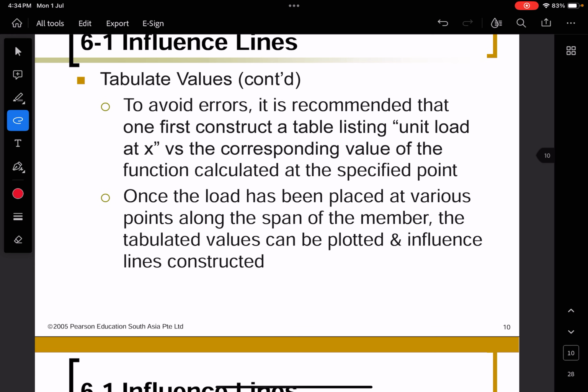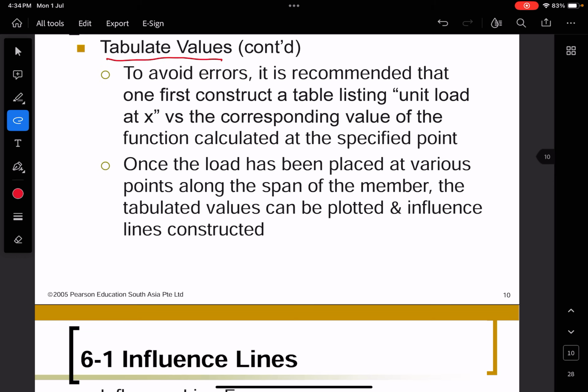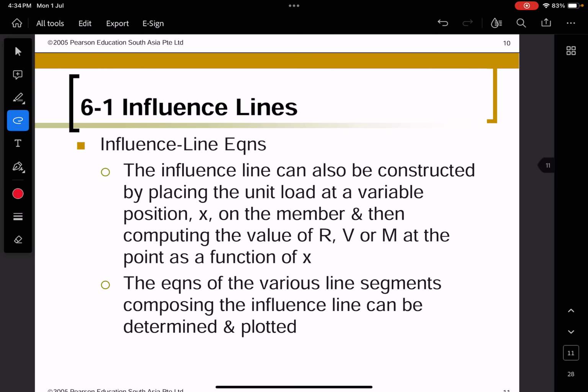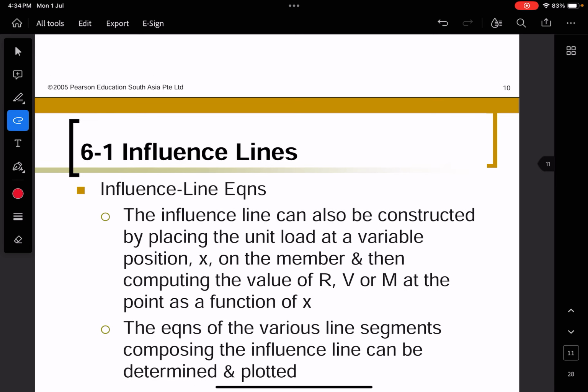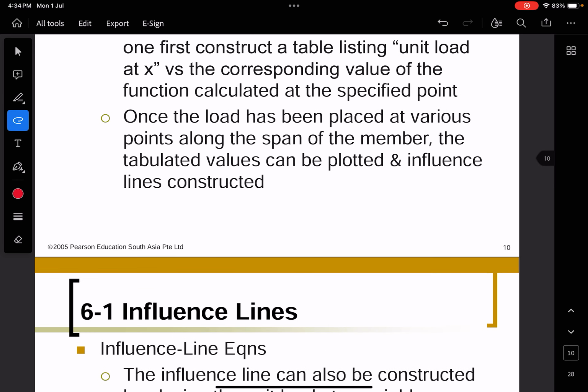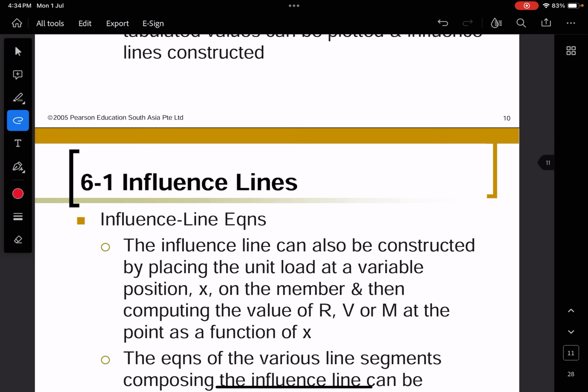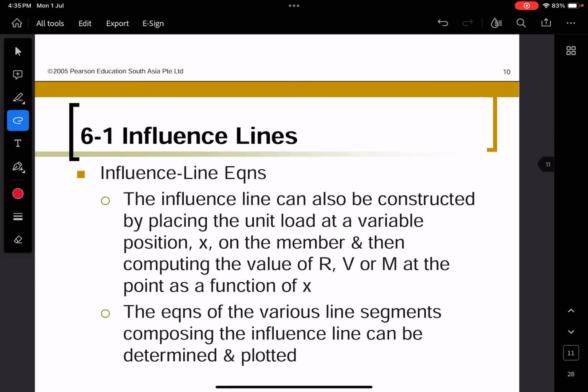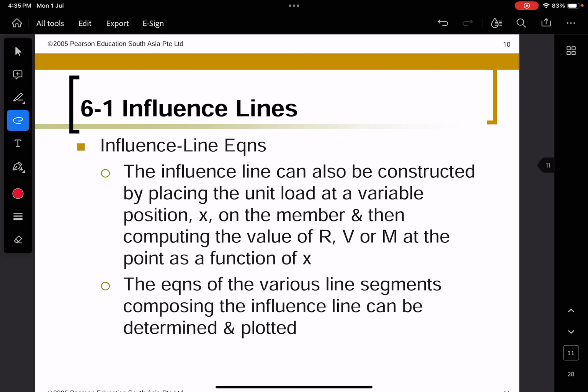As I mentioned just now, since the approach is using tabulate values, of course you need to draw a table. It is recommended that one first constructs a table listing the unit load at x versus the corresponding value of the function calculated at the specific point. We can see the example later on, and from there you can know what tabulated values mean. Now we move to the second approach, which is called influence line equations.